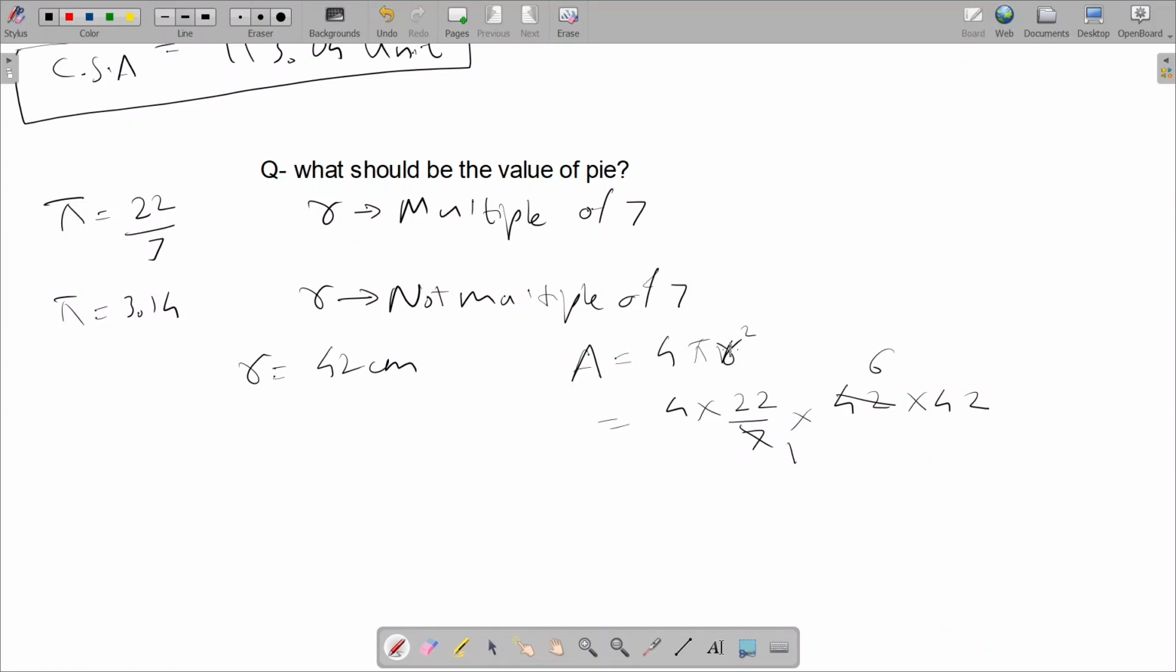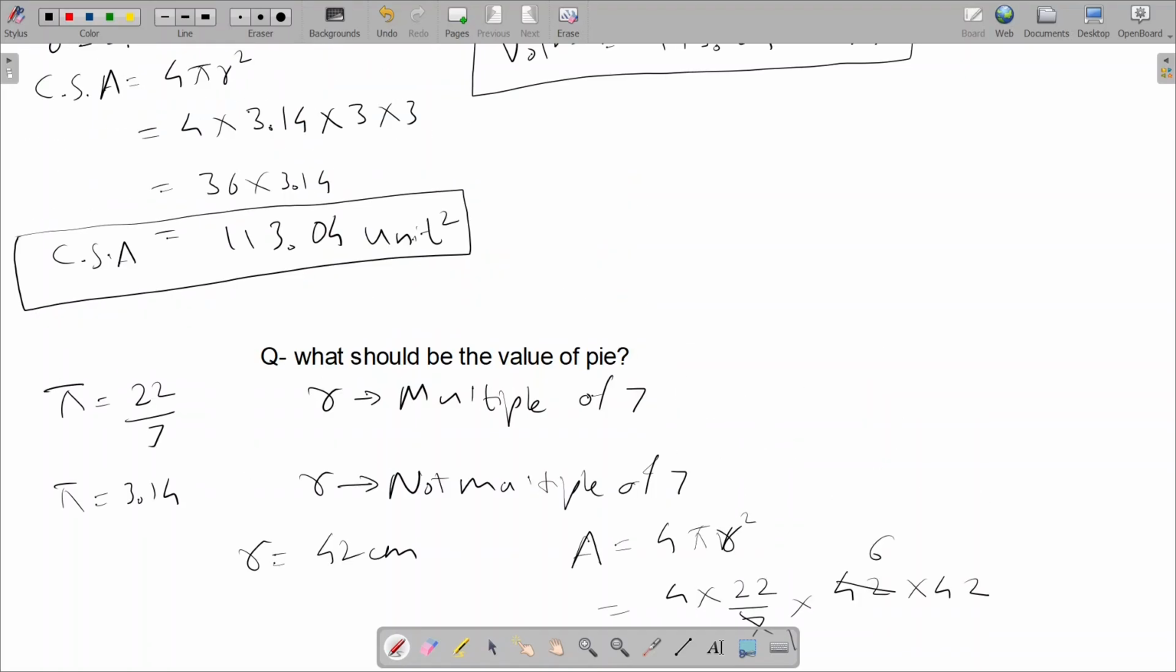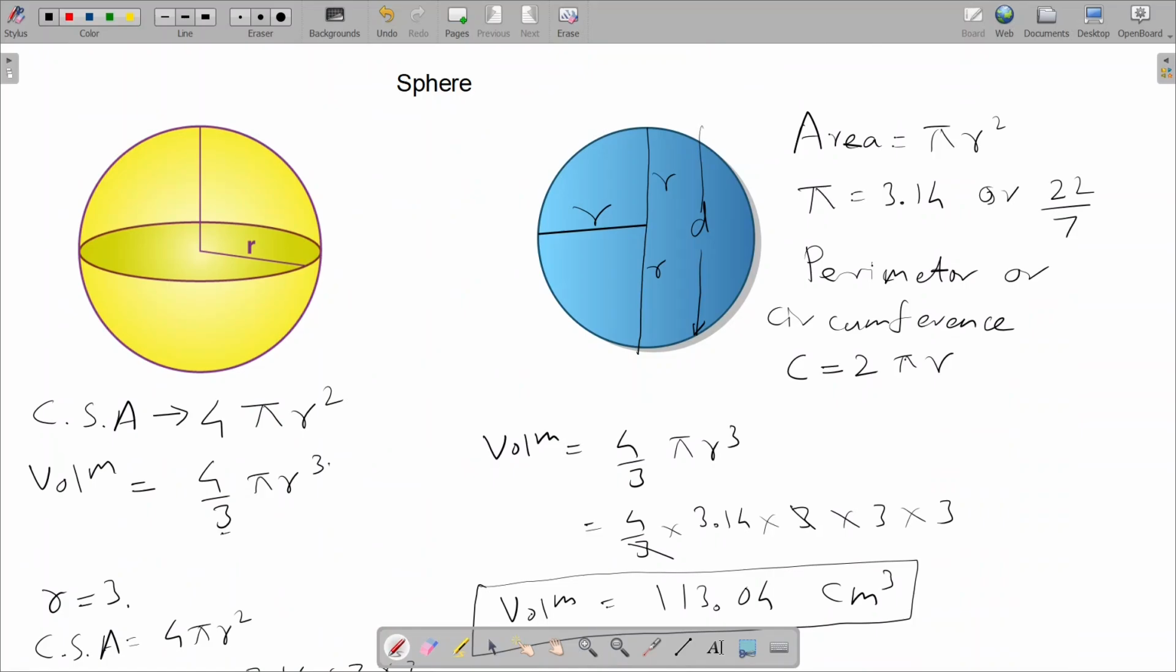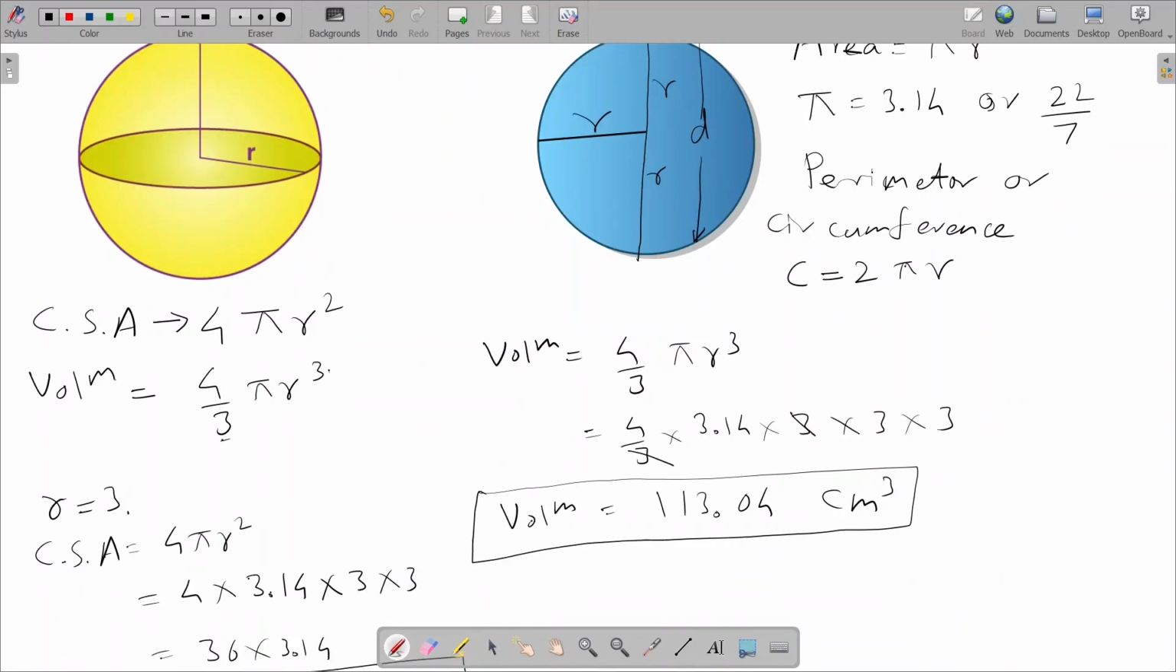And there's one more trick. Do not cube or square the radius. Just write the radius separately because it can get cut. It will be easy for you to multiply in the next step. So do not square, do not cube the radius, just write the r separately. And when r is a multiple of 7, take the value of pi as 22 by 7. If not, take the value of pi as 3.14.